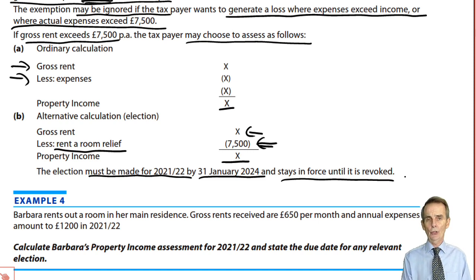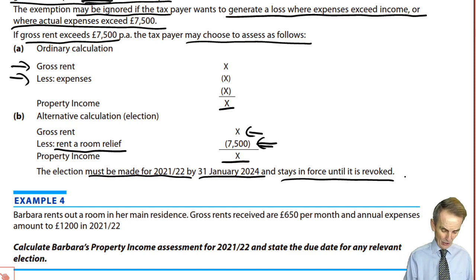Why would you not use it? Either because the actual expenses you've incurred for the tax year are more than 8,000, but whatever the actual expenses might be, they might be more than the gross rental income. In which case, if actual expenses are bigger than income, you've got yourself a loss, and the loss therefore may be used in the future to reduce future property income profits.